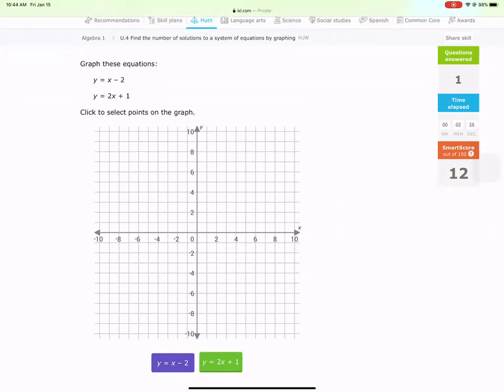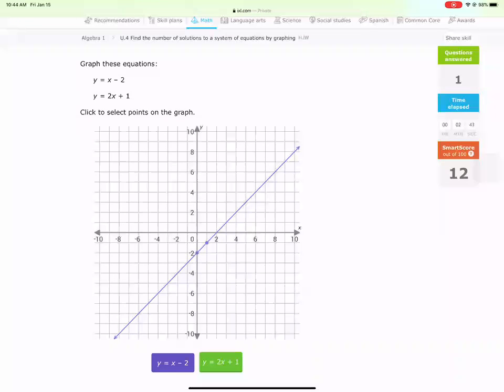Y is equal to x minus 2. Let's go ahead and graph that. We're going to graph negative 2. Now, what is the slope in front of that x? It's an invisible 1. So we're going to write it as up 1 over 1. That's how fast we can graph these lines.